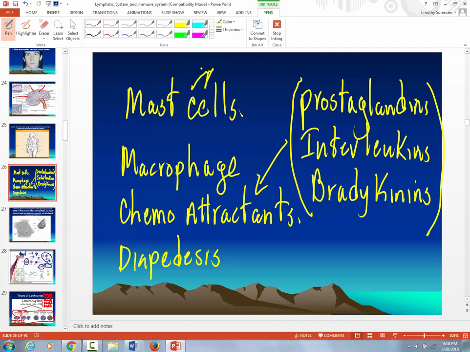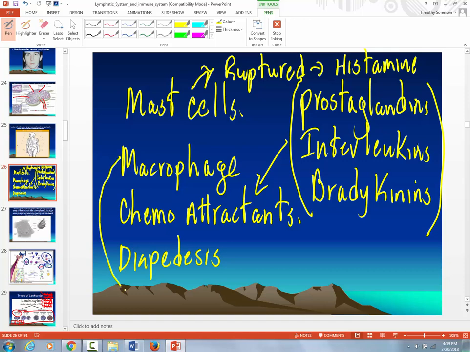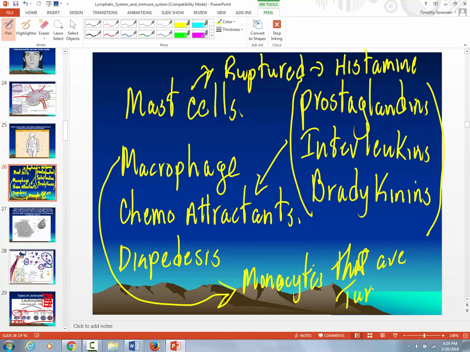Mast cells, when they're ruptured, they release histamine. You got me? Who's with me so far? Macrophages are monocytes that are turned on. Does anyone know what diapedesis means?